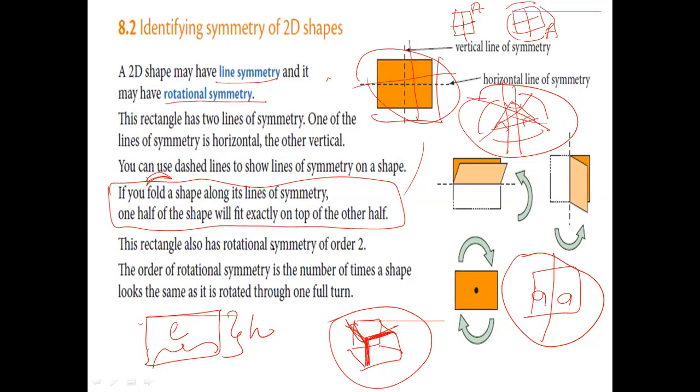This rectangle also has rotational symmetry of order 2, because when you rotate it, for example, to 180 degrees and to 360 degrees, you will get the same shape. Your shape is not changing when you rotate it. If it's not changing, then your shape has rotational symmetry of order 2. The order of rotational symmetry is the number of times a shape looks the same as it rotates through one full turn.